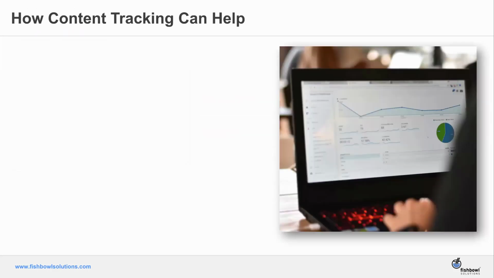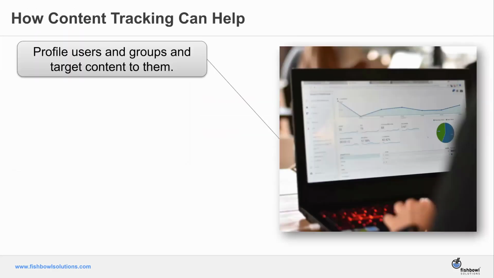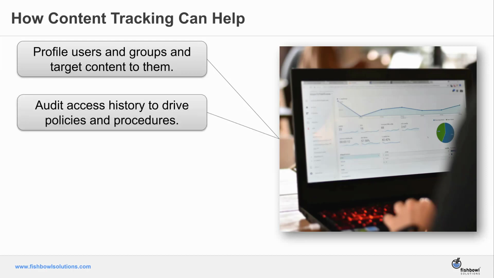So how can content tracking help? To reiterate a little bit here, if you're able to track content metrics, you'll have a better understanding of the content that's being created and accessed in your organization. Again, those groups that are creating that content can better profile the content consumers and better target content to them.